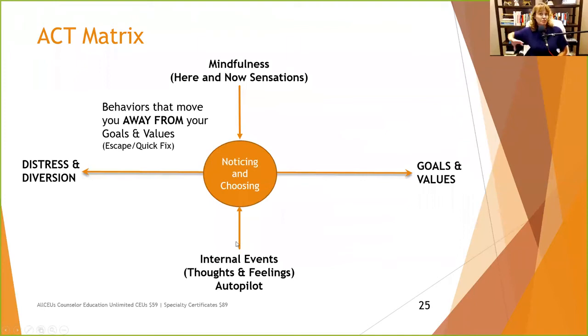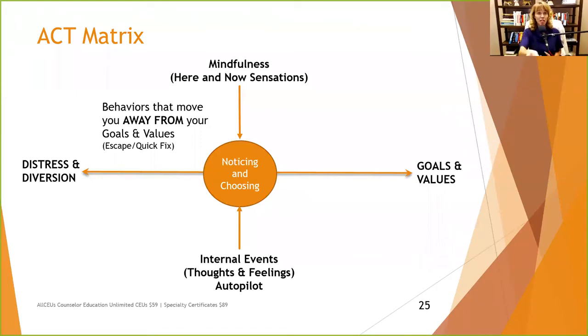Once we know the good stuff, we know what things they can do to move towards their goals in general. We know what kinds of thoughts and feelings they want to have, and they've identified mantras and wonderful things that will help them feel optimistic and energized and motivated to move towards their goals. Then we want to switch over to the other side, and we say, when you're having a bad day, something happens that makes you really angry or anxious, what are the behaviors that move you away from your goals and values? And oftentimes these behaviors are escape or quick fix.